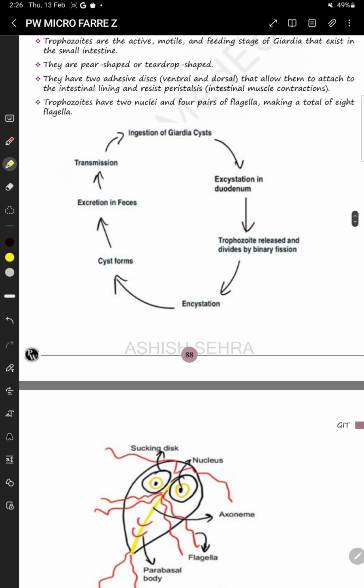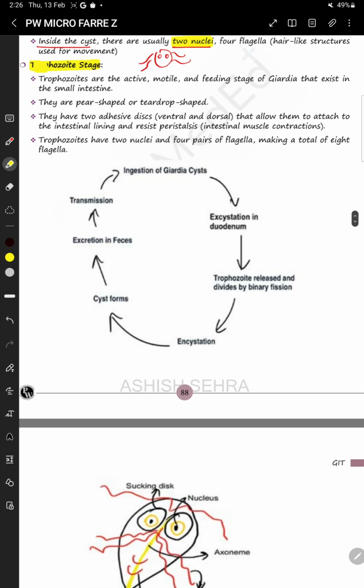Then the trophozoite stage. Trophozoites are the active, motile, and feeding stage of Giardia that exist in the small intestine.